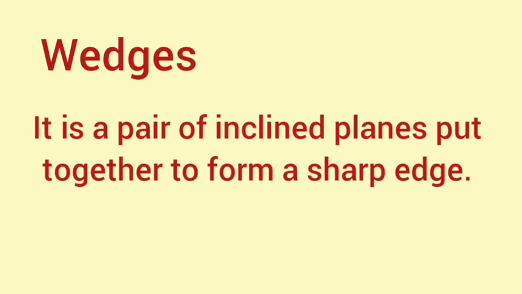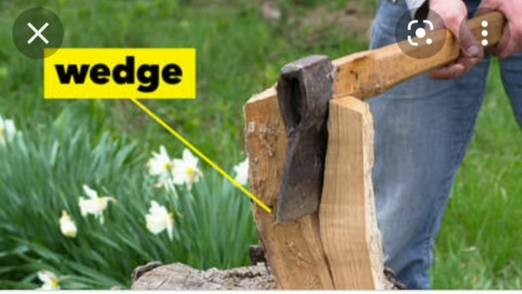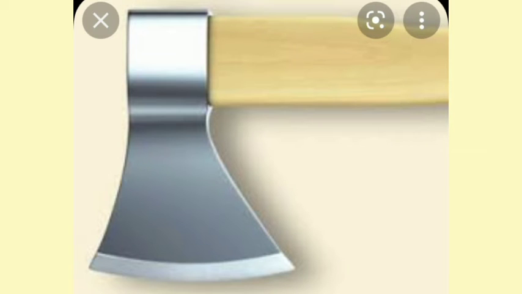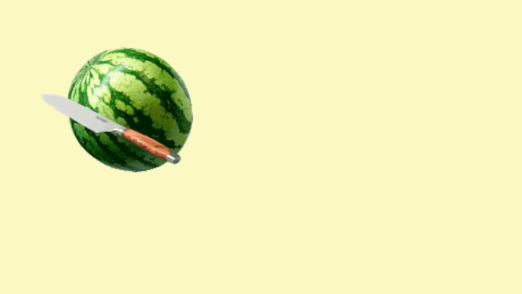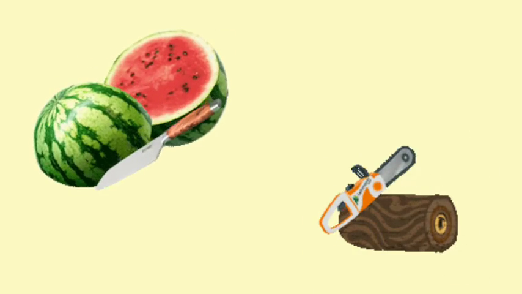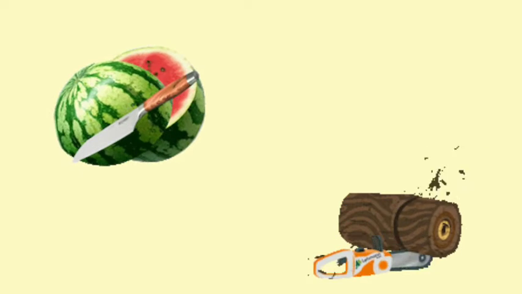So here we can take an example of an axe. Why are we using an axe? Mainly to cut wood or to cut things into pieces. Here you can see an axe is made up of two inclined planes. We have kept the inclined planes together to form a sharp edge. So using the sharp edge, we can cut things into pieces.